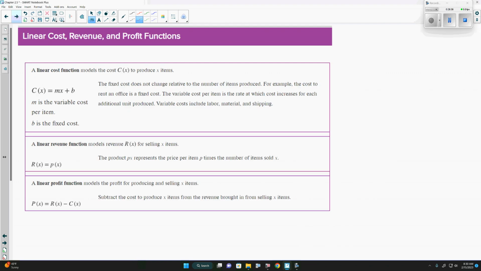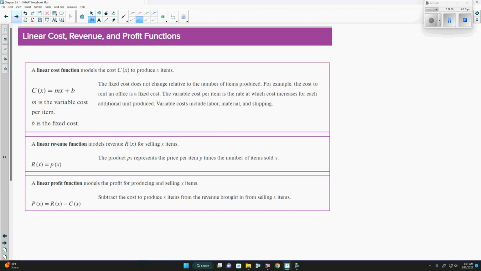Linear cost functions model the cost C of x to produce x items. We have something like this here. The fixed cost does not change relative to the number of items produced. For example, cost to rent an office is a fixed cost. The variable cost per item is a rate at which cost increases for each additional unit purchased. Variable costs include labor, material, shipping, stuff that doesn't change based off of the size, where you're not getting a discount or increase in rate because of the number that are used.